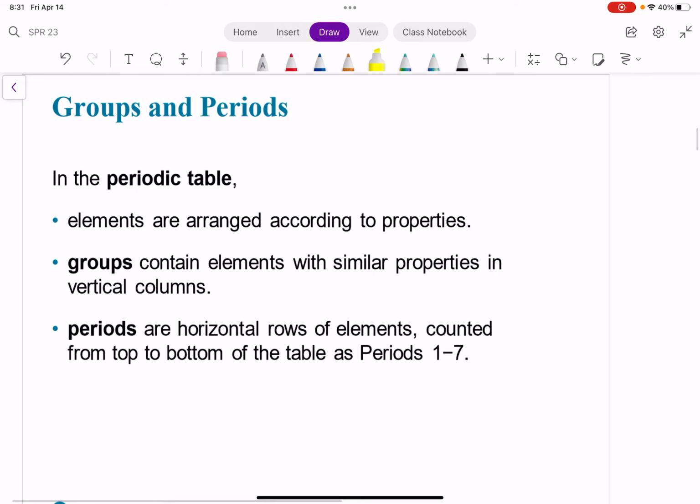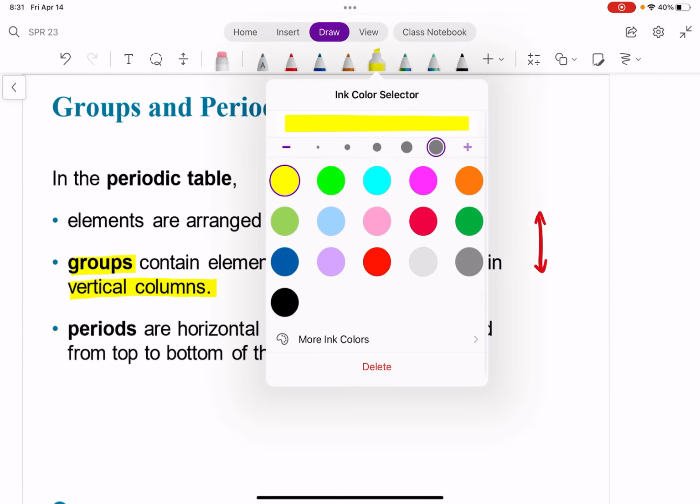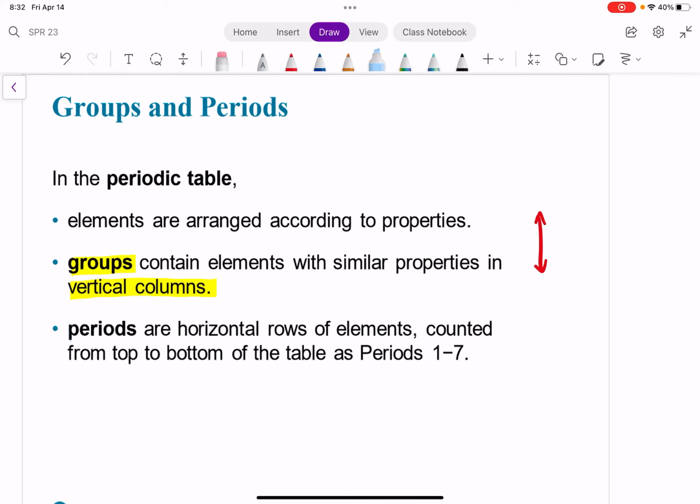Okay, so groups and periods. Just a little bit of vocabulary here. Like I said, elements are arranged on the periodic table according to properties, things that they have in common. Groups contain elements with similar properties in vertical columns, so that's like moving up and down on the periodic table. And then periods, and I'll show you this on the actual table in a second, periods are horizontal rows of elements. So they're going left and right on the periodic table.